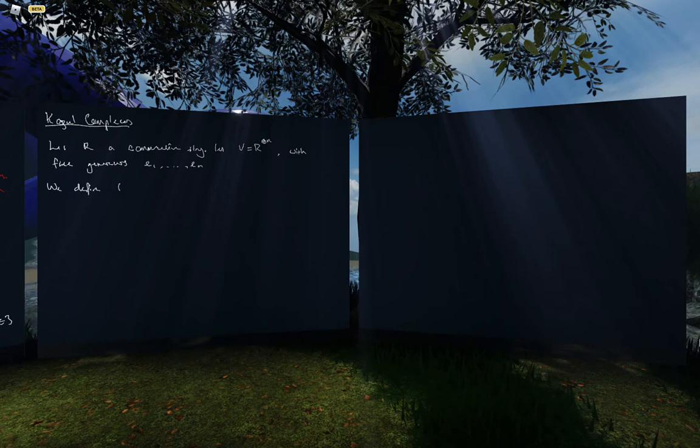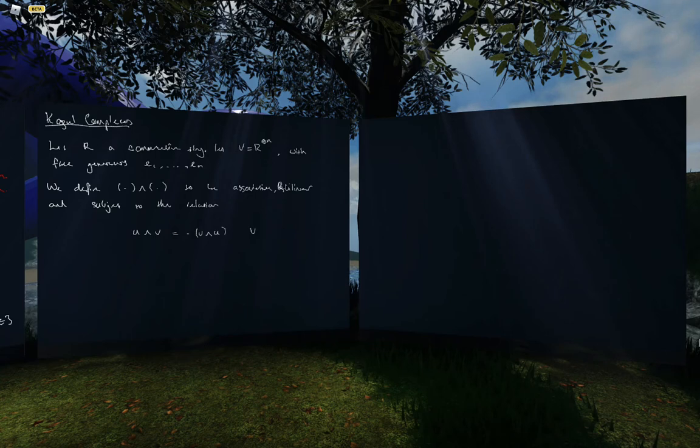Okay, so we define this formal product, which we denote with a wedge, to be associative, bilinear, or K bilinear, I guess, R bilinear, and subject to the relation generated by setting U wedge V equal to minus V wedge U for all U and V in V, right? In particular, this means that V wedge V for any V in R equals zero, right?